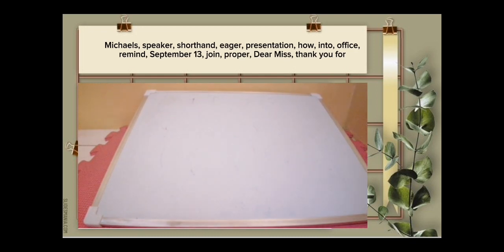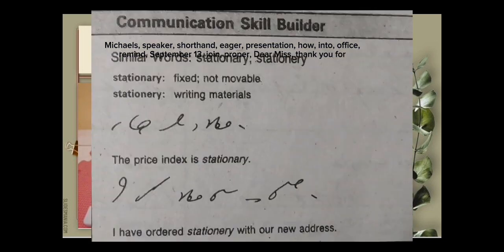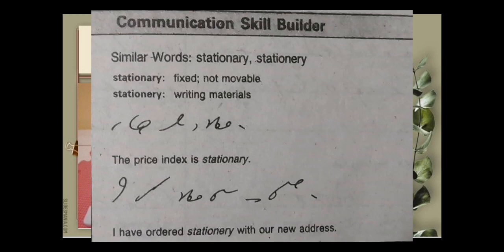And lastly, we have the communication skill builder for lesson 43. So here, a similar word is stationary and stationery. And stationary means stable, fixed, or not movable, while stationery is a writing material. So we have here an example.